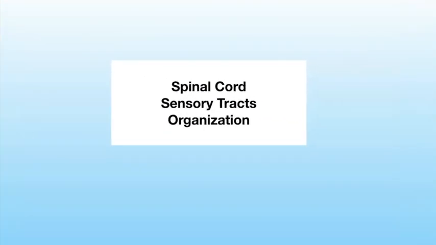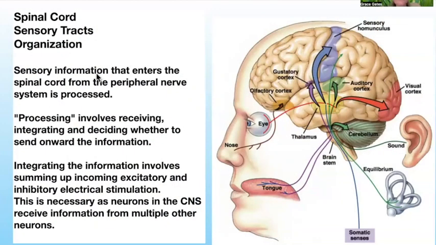All right. So spinal cord sensory tracts organization. Sensory information that enters the spinal cord from the peripheral nervous system is processed. Processing involves receiving, integrating, and deciding whether to send onward the information. Integrating the information involves summing up incoming excitatory and inhibitory electrical stimulation. This is necessary as neurons in the central nervous system receive information from multiple other neurons, as you drew in your last set of drawings.